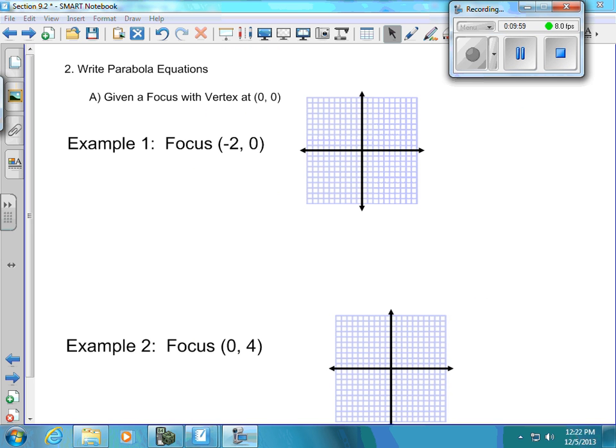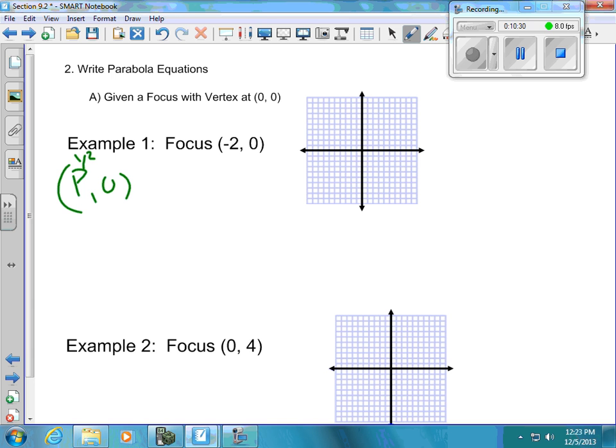Now we're going to switch gears and try to write an equation if we're given information. If we're given a focus with a vertex at 0, 0, or if we're given a directrix with a vertex at 0, 0. First we'll start with the focus. We're given a focus of negative 2, 0. Look back at your notes. Is this going to be a y squared or an x squared parabola? Well, in y squared parabolas, it's p, 0 for the focus. So this has to be a y squared equals 4px equation because p comes in the x spot.